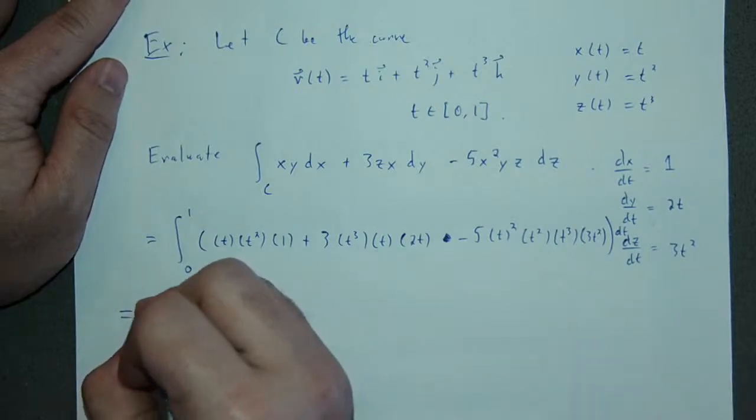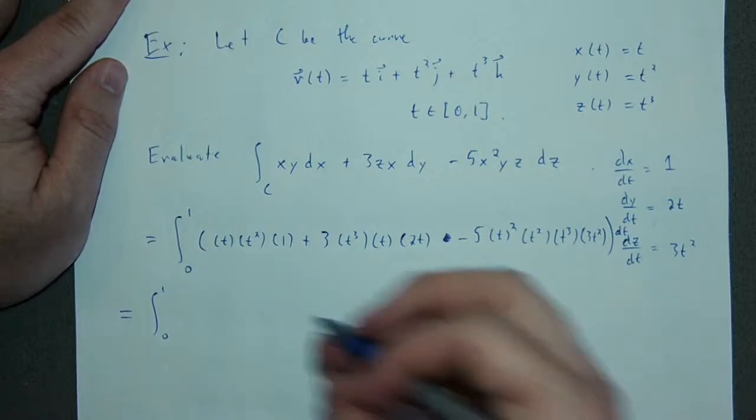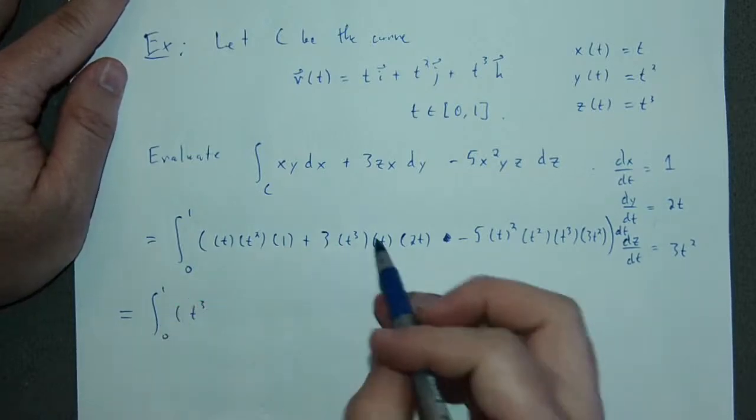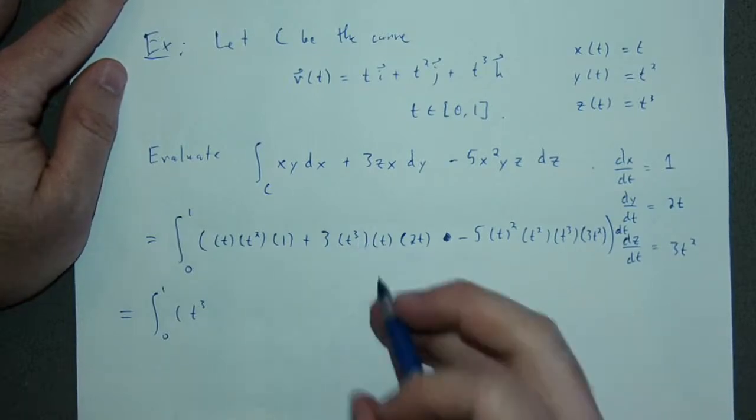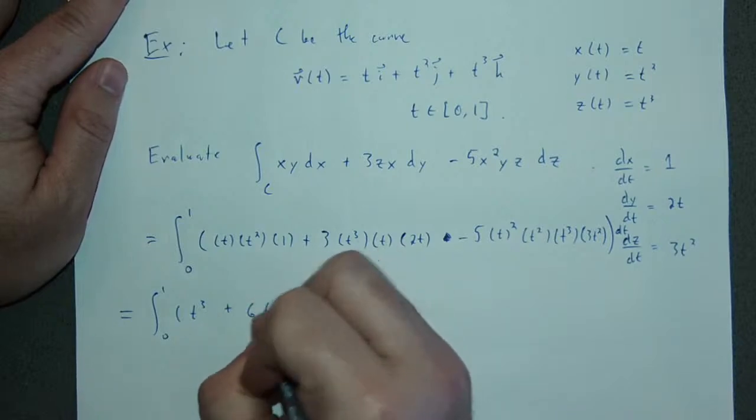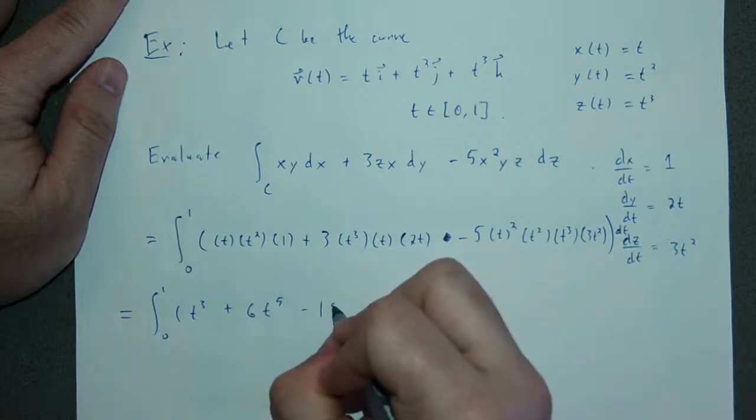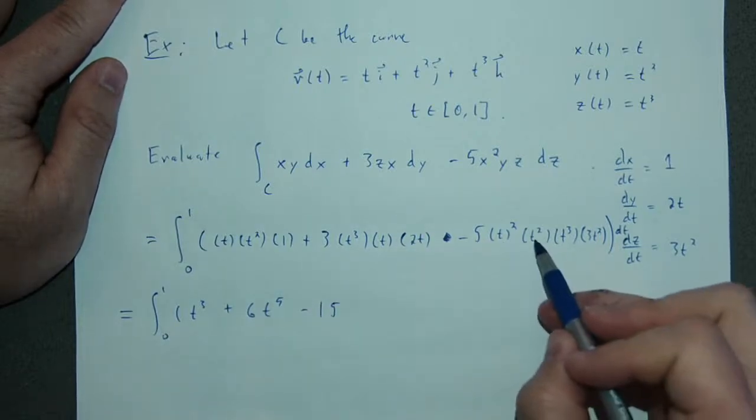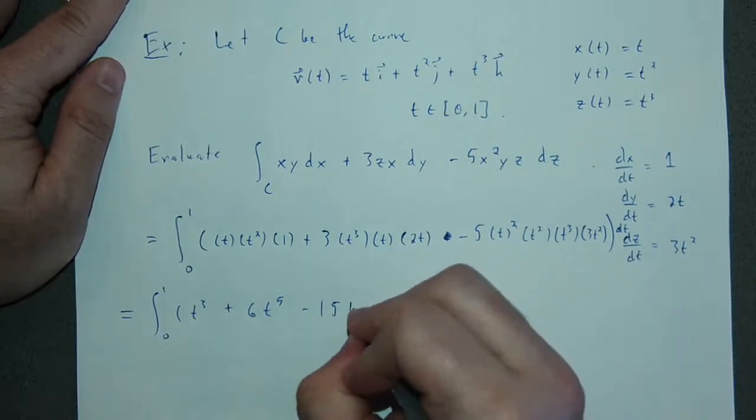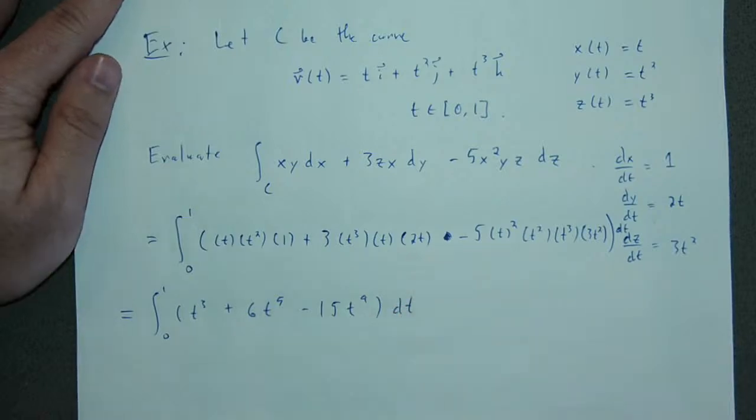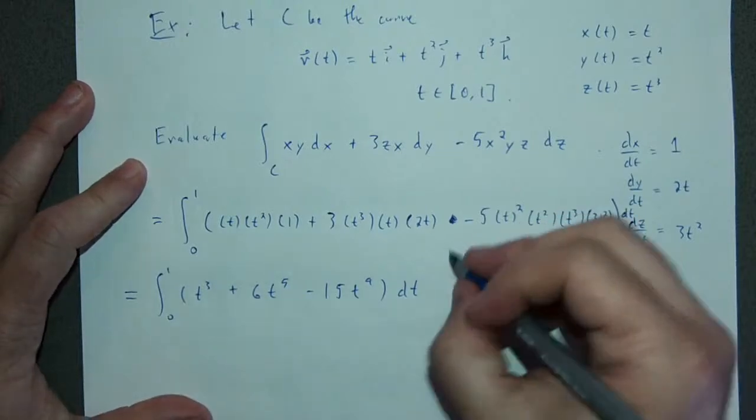So then simplifying this a little bit, this is the integral from 0 to 1 of t times t squared, that's t cubed, plus 3 times 2 is 6 times t cubed times t, so that's t to the fifth, right? So this is plus 6t to the fifth minus 5 times 3 is 15. So t squared times t cubed times t squared, so that's t to the ninth, right? dt. Okay. So we can compute this without too much effort here.